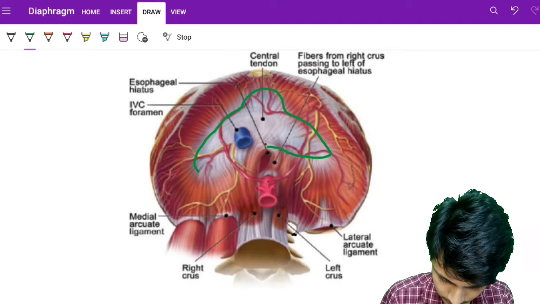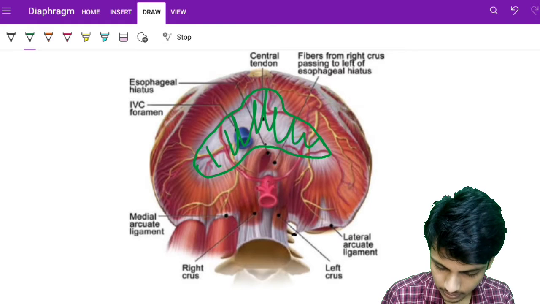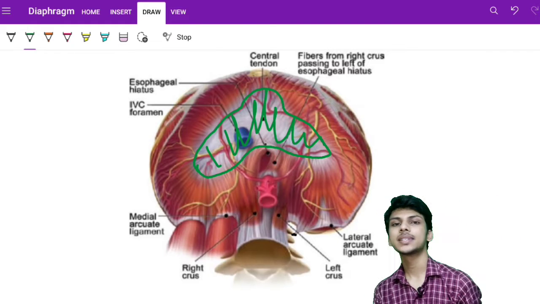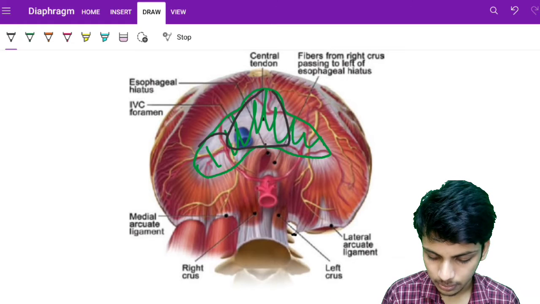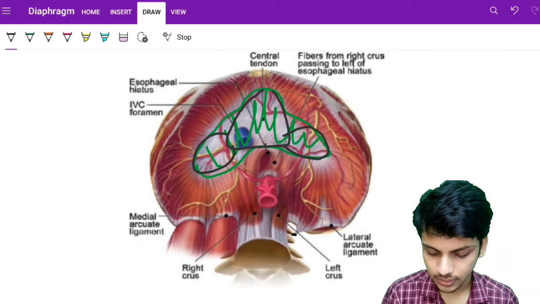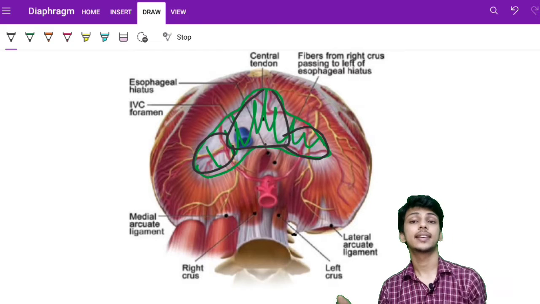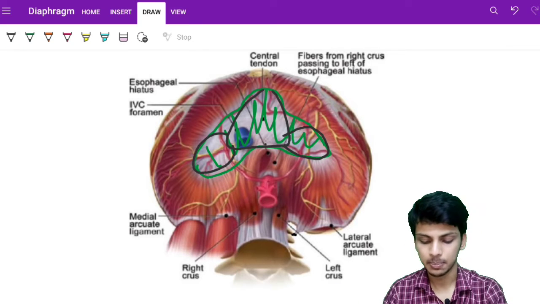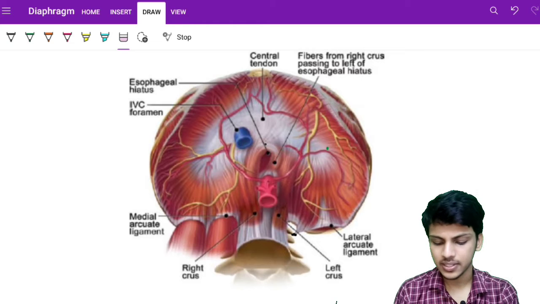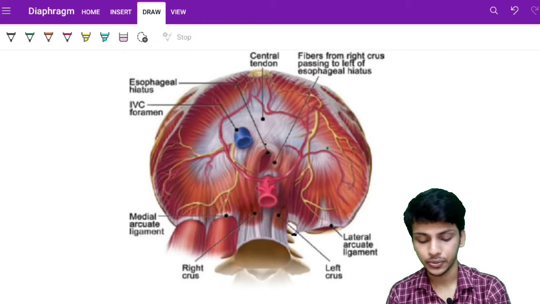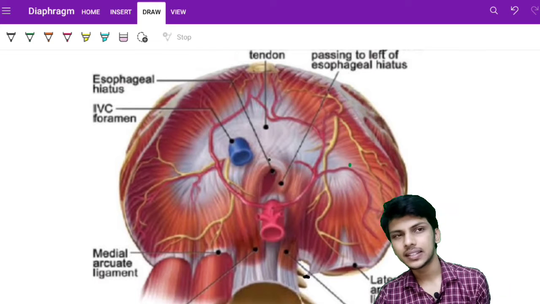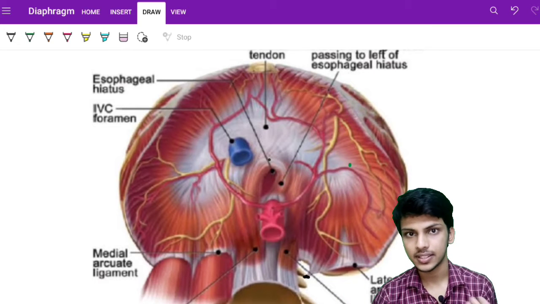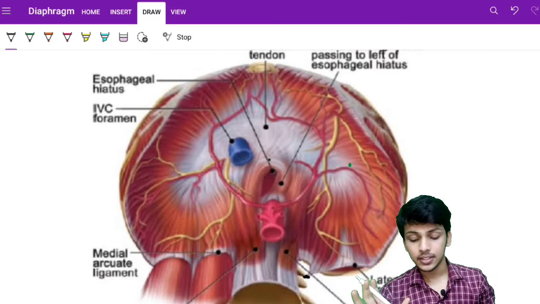You can see here now. This is the central tendon. The anatomists describe the central tendon as having a triangular central part, with tongue-shaped right and left slips. We'll be discussing that in detail when we discuss the uses of it. Basically, the central tendon is where the diaphragm gets attached, and it has an esophageal opening.